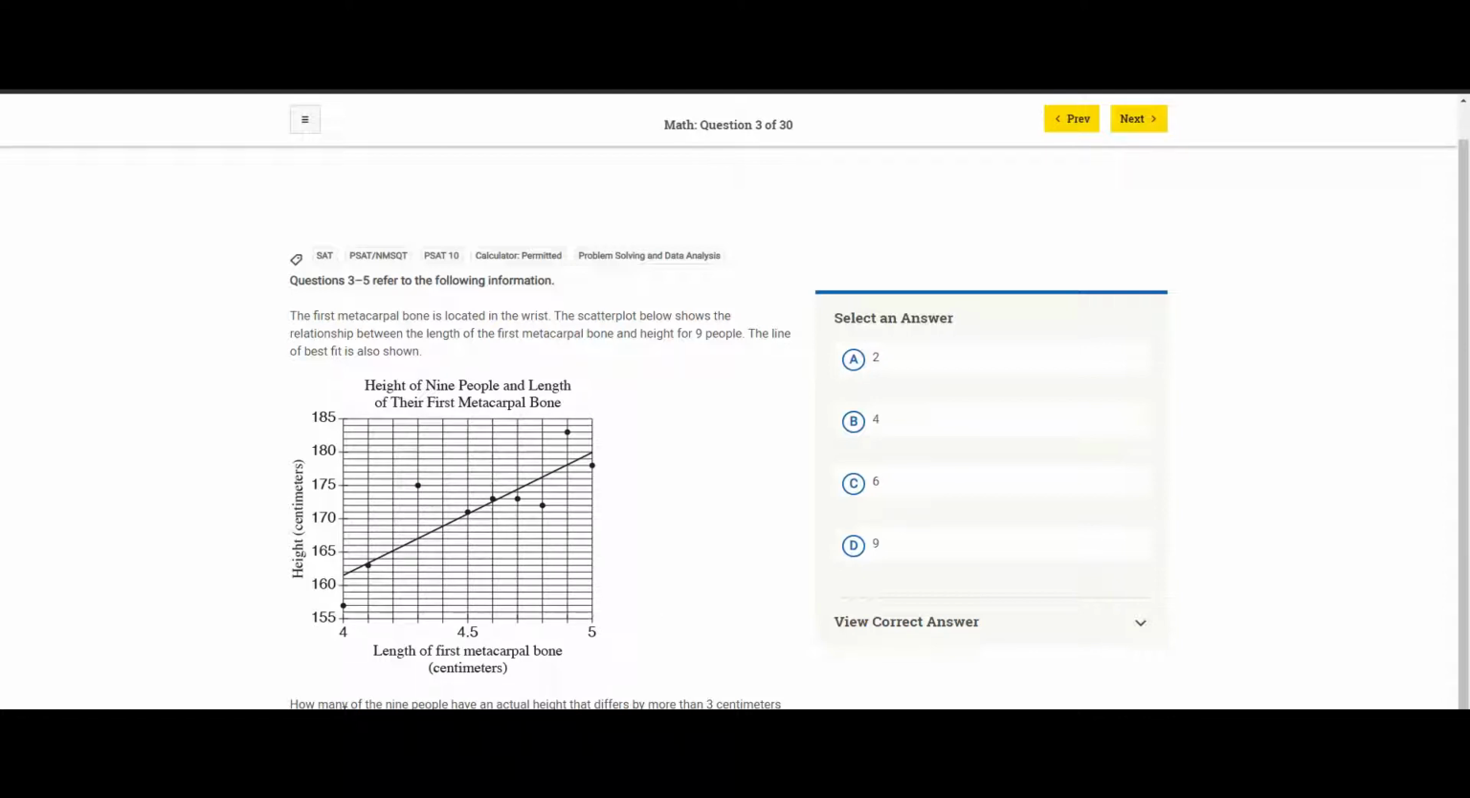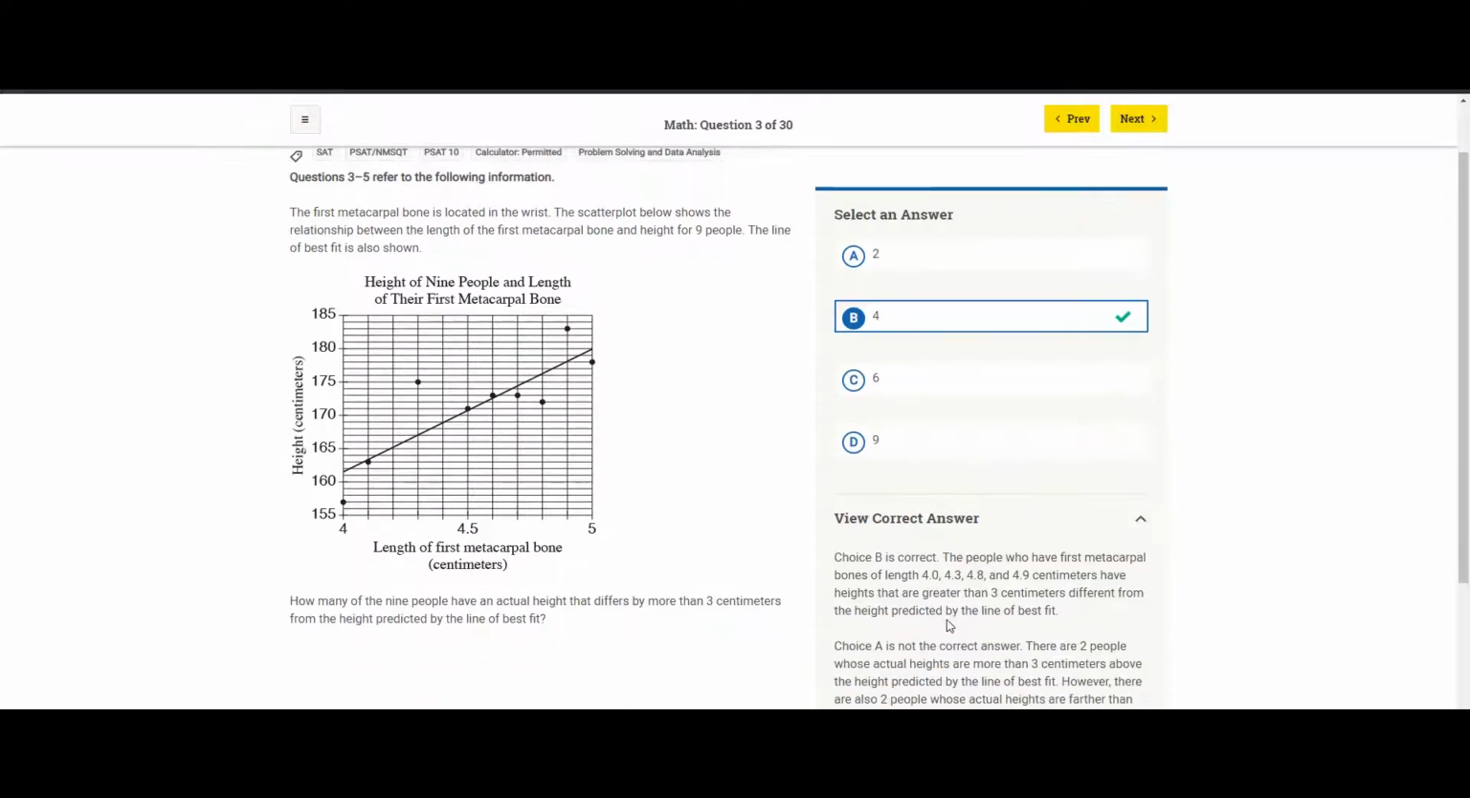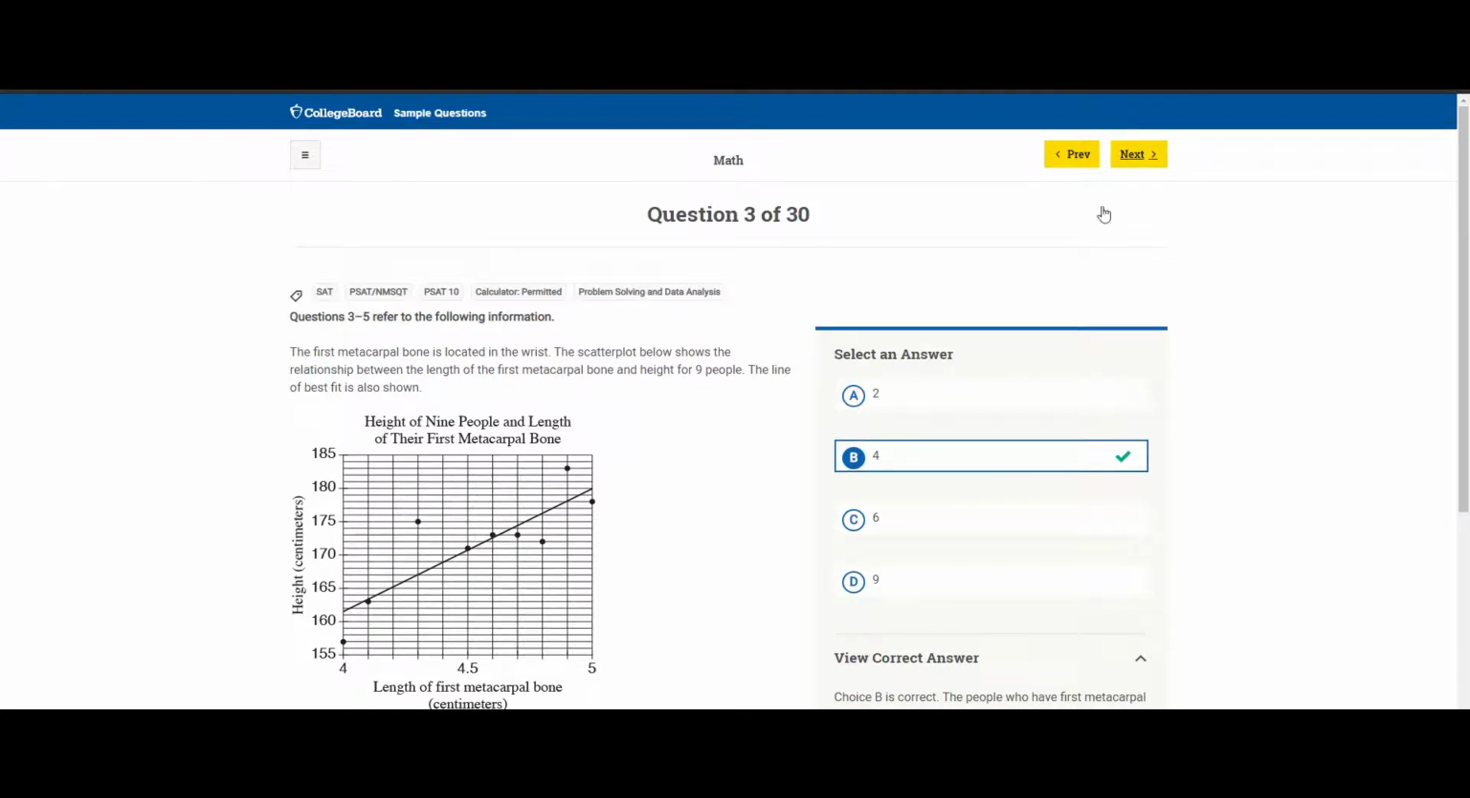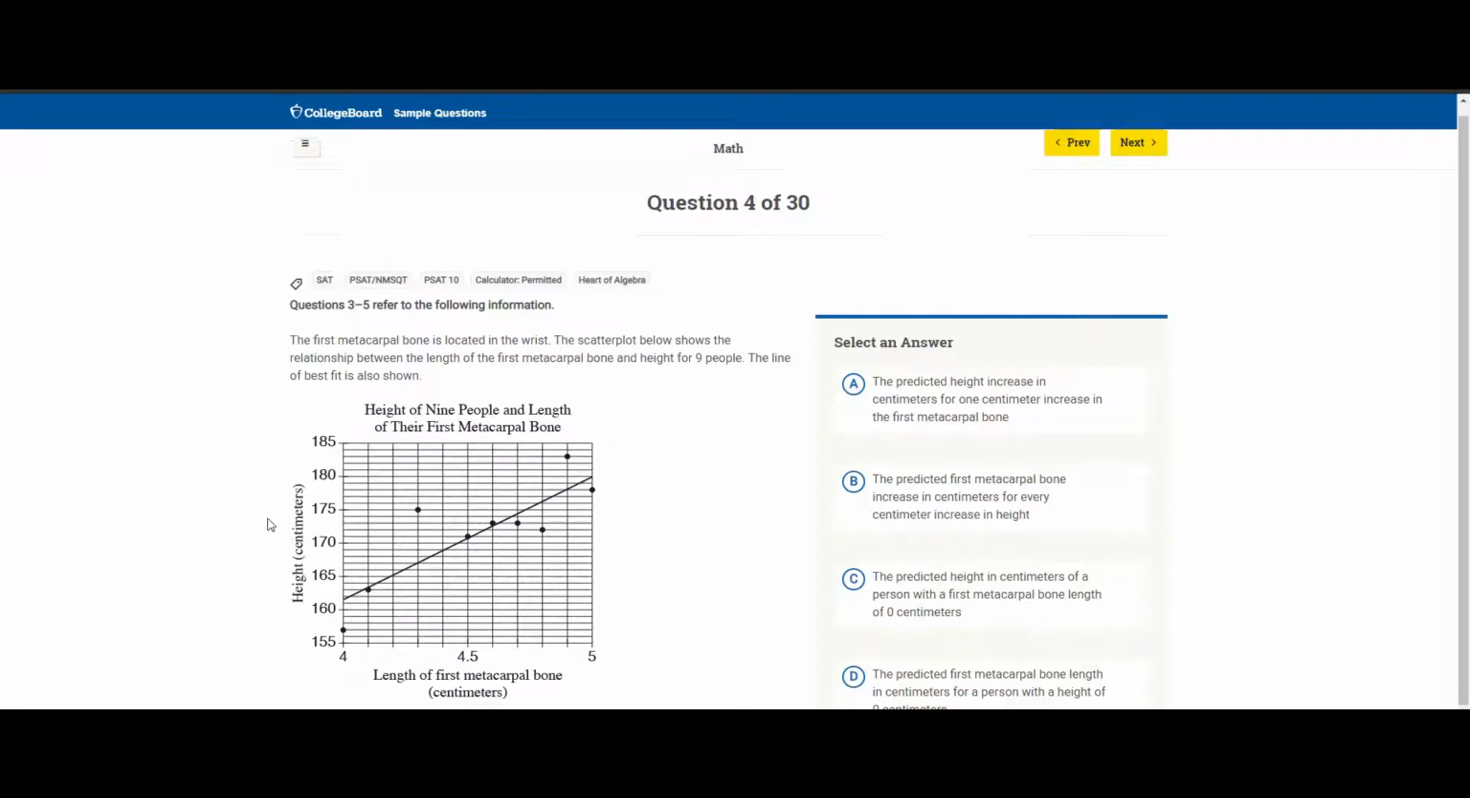We have our sets here, and then how many of the 9 people have an actual height that differs by more than 3 centimeters from the height predicted by the line of best fit? So we're looking for points that are more than 3 ticks away. This one has definitely more than 3 ticks. This one does too, so that's 1, 2. This one does, so that's 3, and then 4. So B should be the correct answer. Yes, choice B is correct.